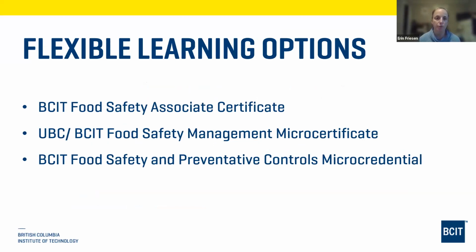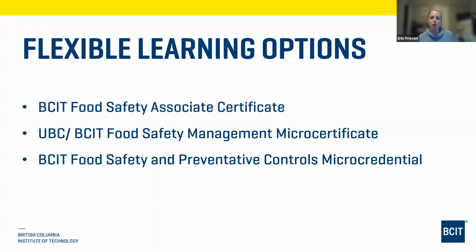And so just covering a few of these, we have a Food Safety Associate Certificate, which is a 15-credit program, and that will require you to take about 5 or 6 courses. So if you're interested in just learning a little bit about food safety and maybe have some experience in this knowledge, you may want to consider the Food Safety Associate Certificate.